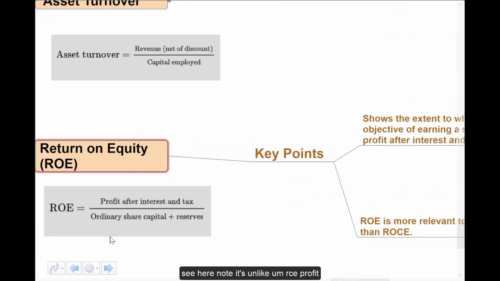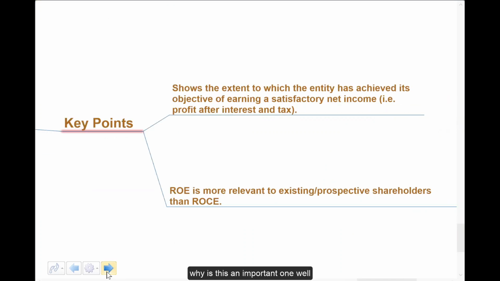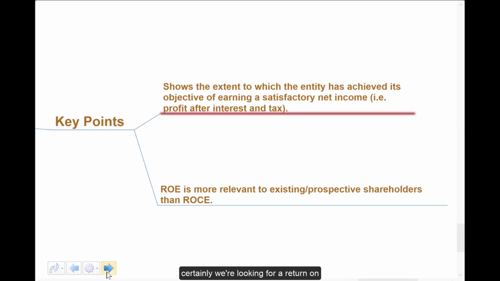As you can see here, note, it's unlike ROCE: profit after interest and tax, with ordinary share capital and reserves on the bottom. Now, why is this an important one? Well, certainly we're looking for a return on equity for equity holders. They're the owners of this business. Do note, as I've just said, after interest and tax, not before, unlike ROCE.